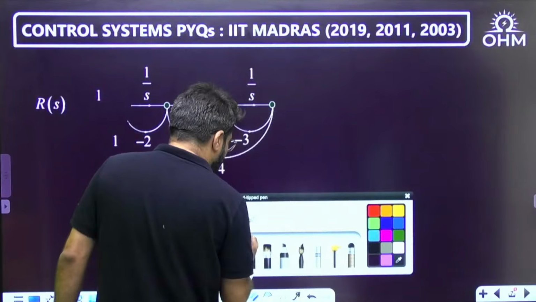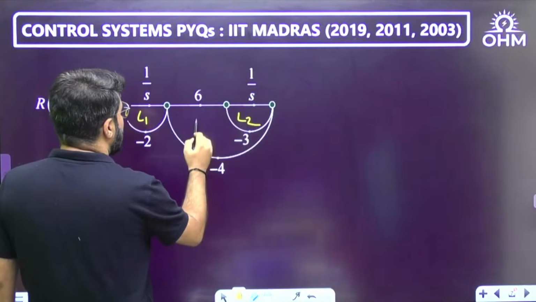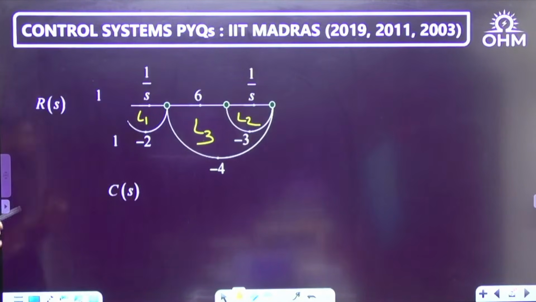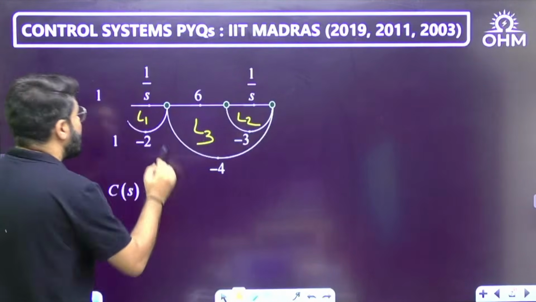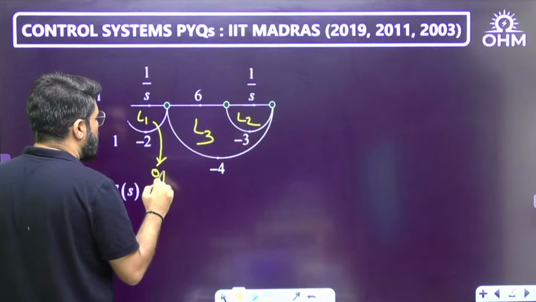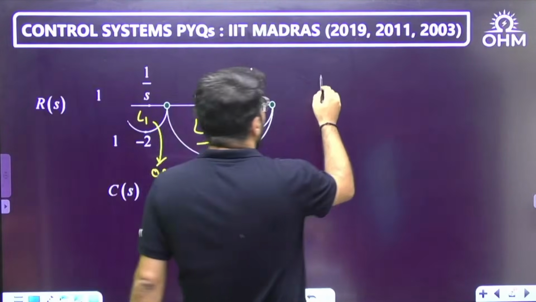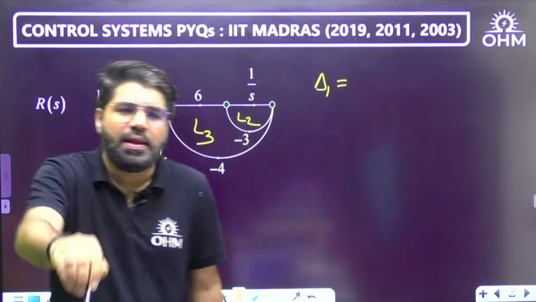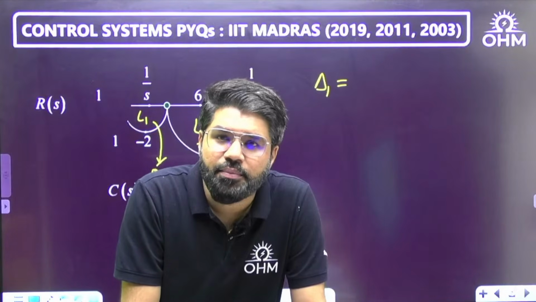Now I will bring back what were my loops. This was my loop L1, this was my loop L2, this was my loop L3. Because you have erased the forward path, L1 is no longer a closed loop. It is now open, and when we talk of a loop we mean a closed loop. So the path factor is the determinant of the remaining graph.